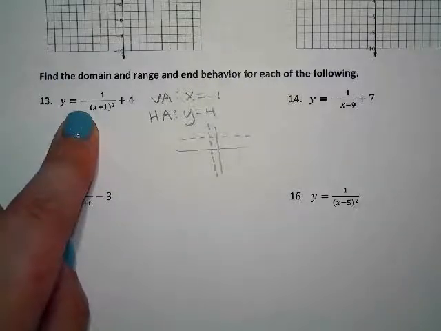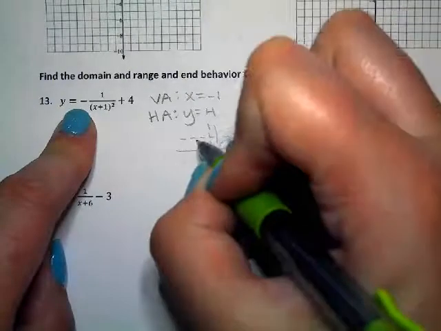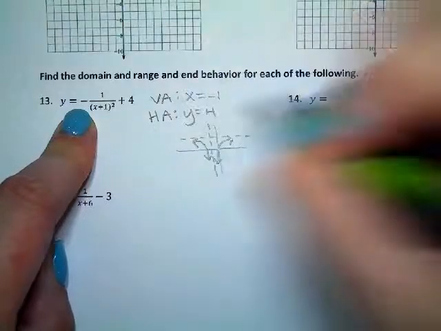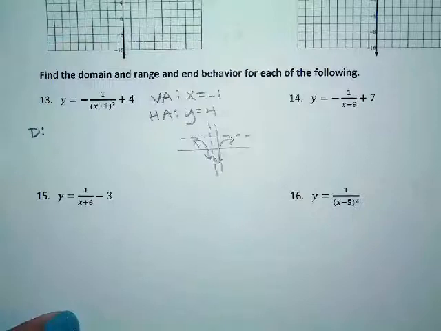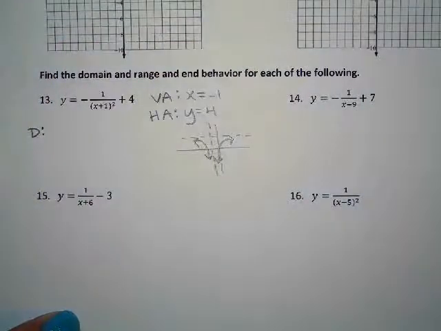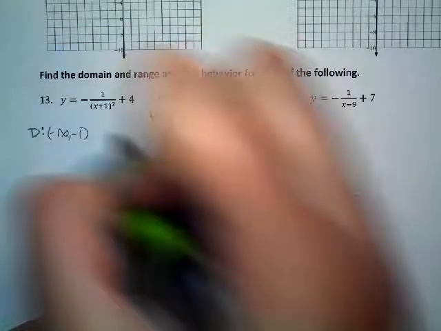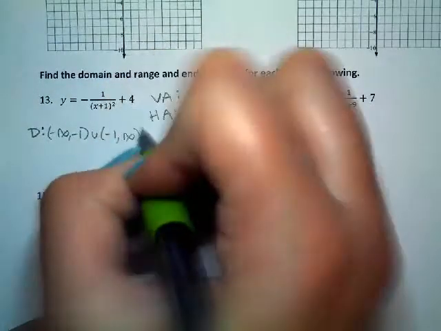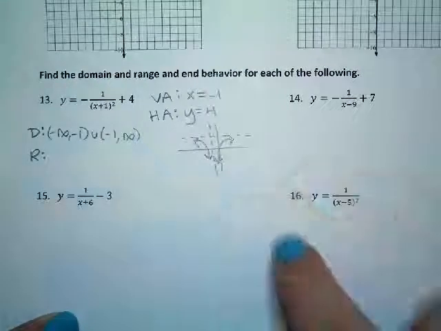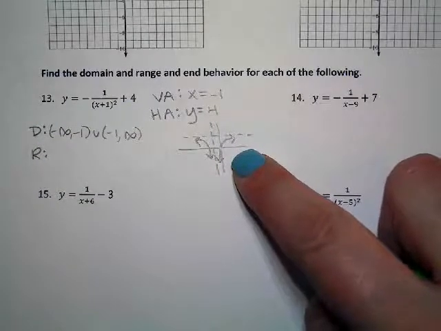All right, so the domain is what? Okay. And then when I look at this picture, I can see I don't have a bottom half and a top half. I only have a bottom half. So what does that tell me? -infinity to 4.